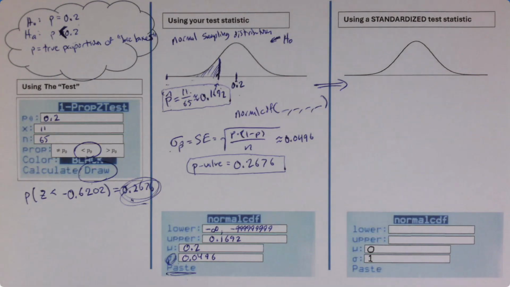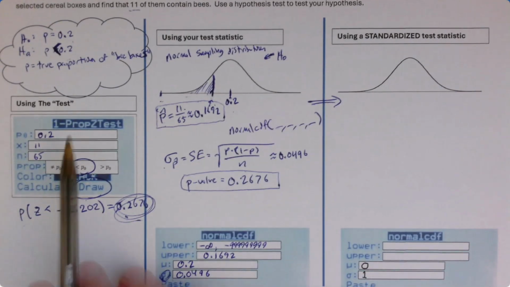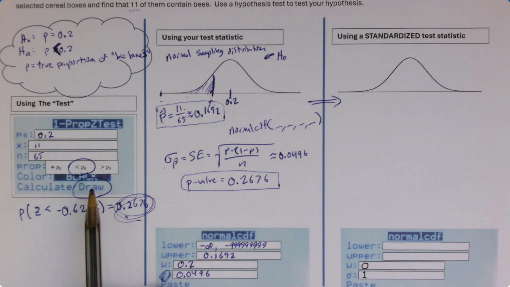Welcome to part 3 of our video. We're finding a p-value for a 1 proportion z-test. First, we used the 1 prop z-test menu, and that was a very easy way to just type in what you know and get a p-value.